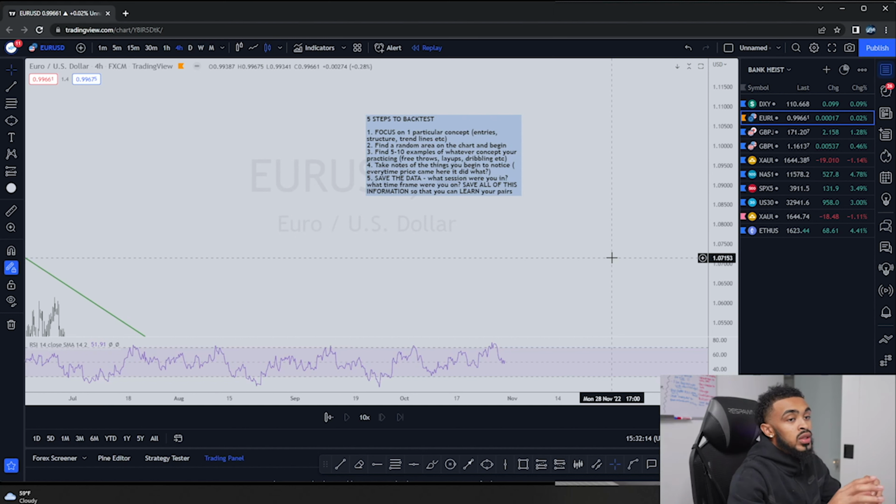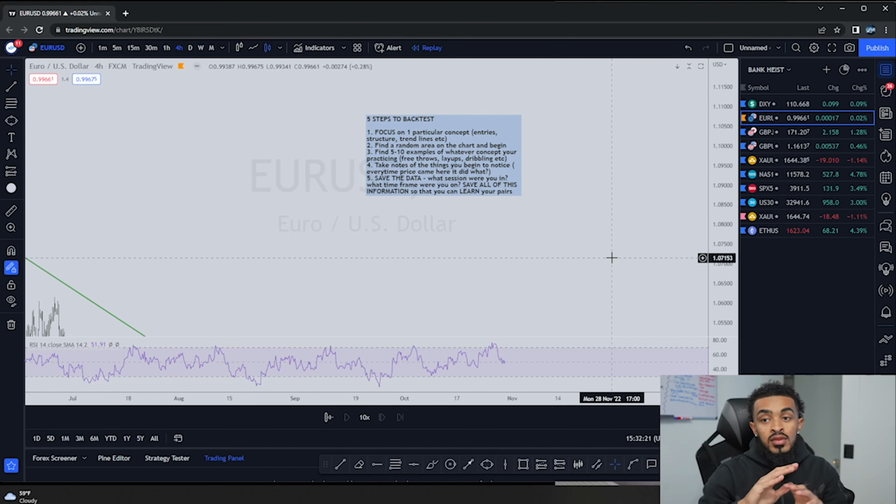Also, you want to pay attention to these things because it's going to help you learn your pairs, right? You want to be able to learn your pairs. Without learning your pairs, you won't be able to understand the characteristics of everything that's going on with that pair. Like if I know that gold can move on average 100 pips a day, then I need to be mindful of that when I'm trading gold.